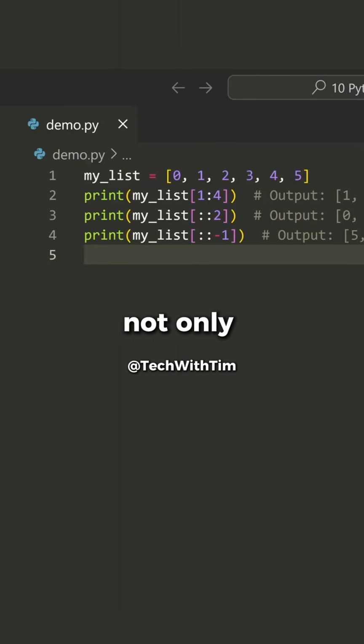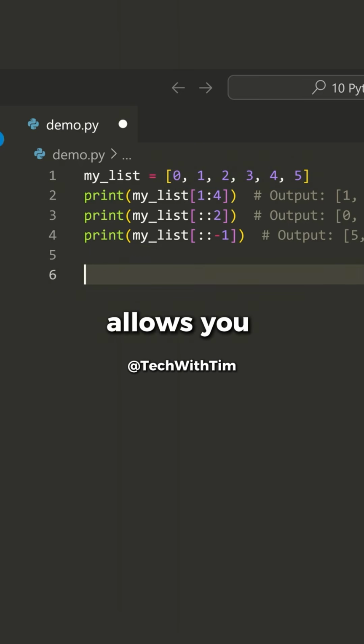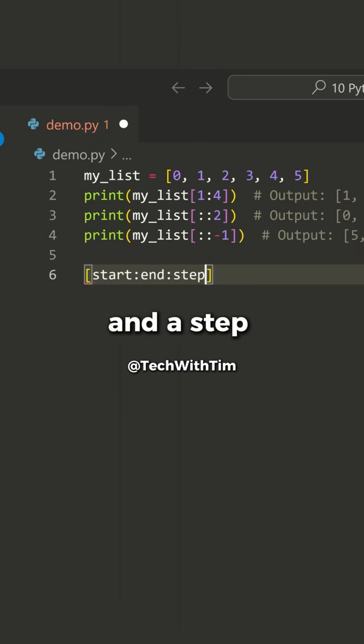Slicing. Now, slicing not only works on lists, it also works on strings and tuples, and is very useful when you want to grab different sections of an iterable object, or specifically a list, string, or tuple. Now, notice that I have a list here that goes from 0 to 5. A slice allows you to grab any elements between a start, an end, and a step, very similar to something like the range function in Python.